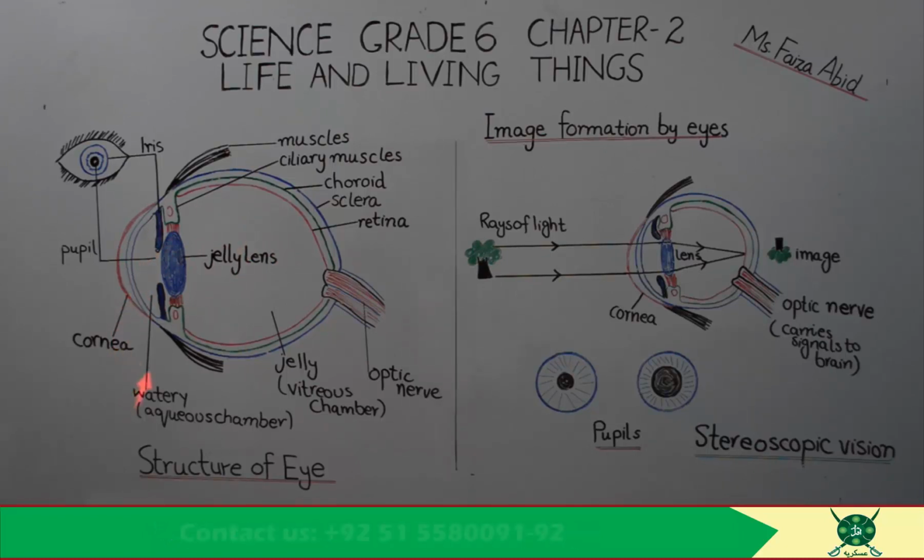Then there are 2 chambers. The first one is the watery aqueous chamber, which is the first portion so that light can enter inside our eyes. The second one is the jelly vitreous chamber that helps in the positioning of our eyes and our lens.